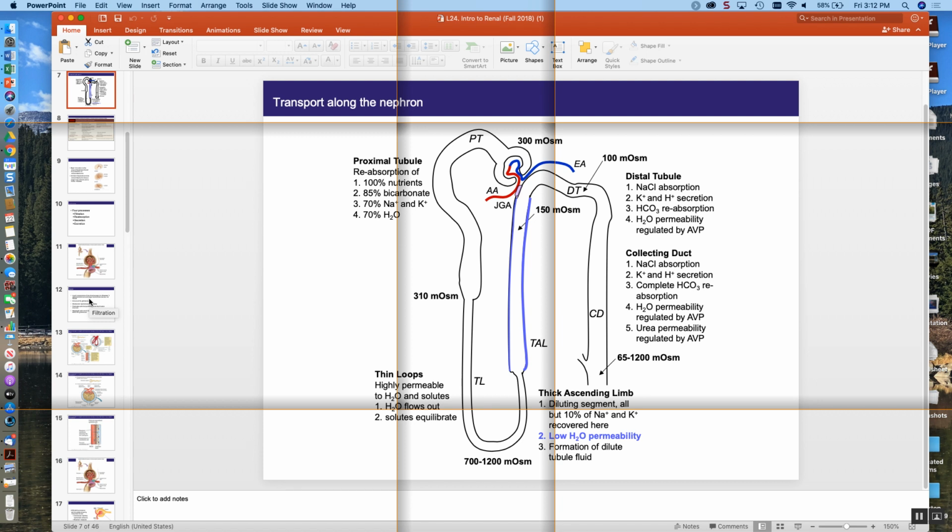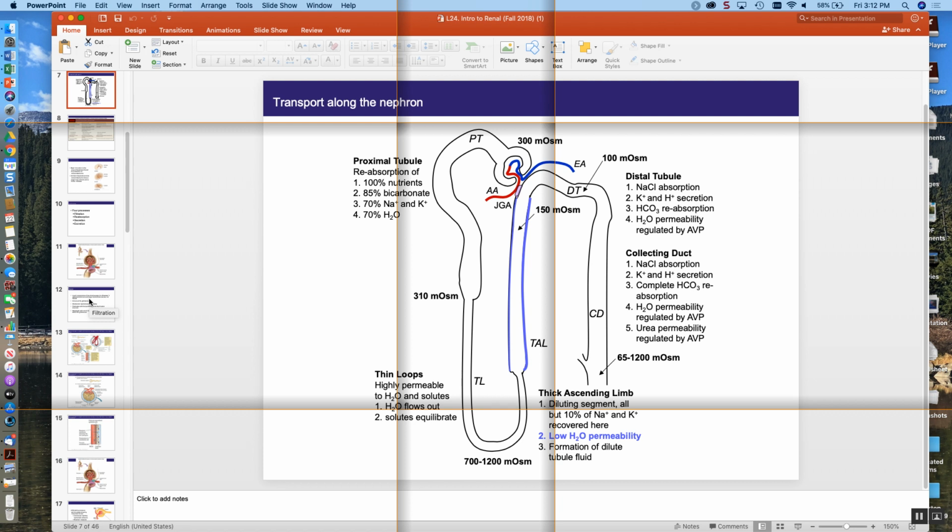Here's the tubular tour, right? I do want you to know what's happening in each of these segments, okay? So we have the proximal tubule first, then the loop of Henle, which includes the thin descending loop and the thick ascending loop. Okay, so this is the ascending loop. The distal tubule starts here. Don't forget about tubuloglomerular feedback, right? We'll talk more about that intrinsic pathway in just a second. Distal tubule and collecting duct.